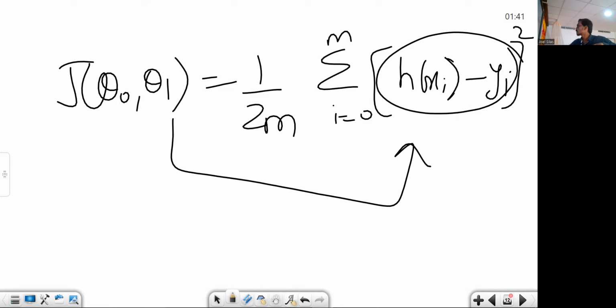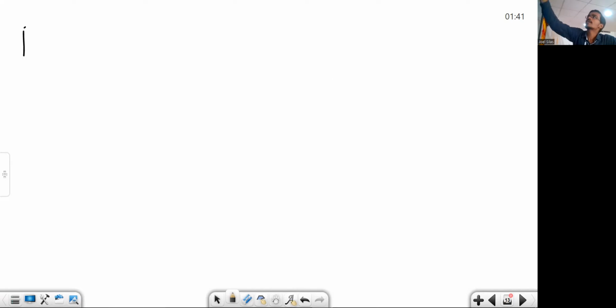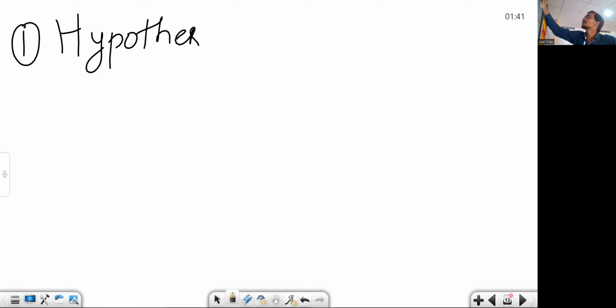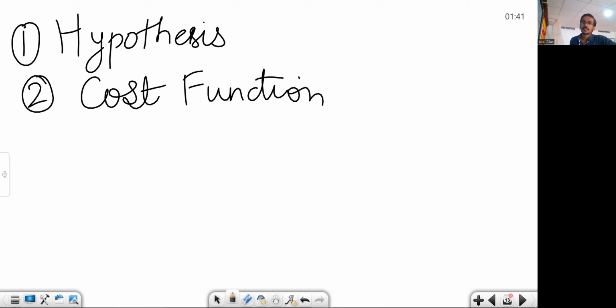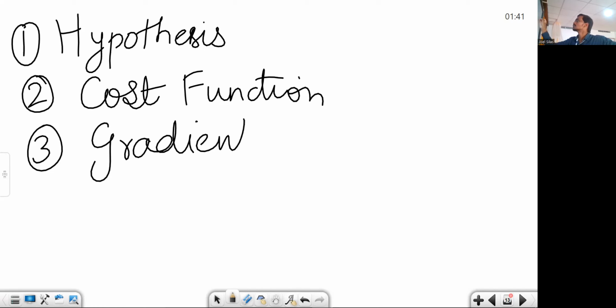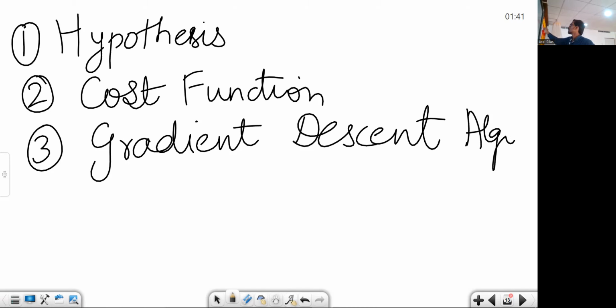So first of all, today what we have seen is what a hypothesis is. It is nothing but the equation of the best fit line. Then we have seen something called the cost function, which is nothing but an indication of the error. And now we are going to see something called the gradient descent algorithm, which is nothing but a way to reduce the error or the cost.